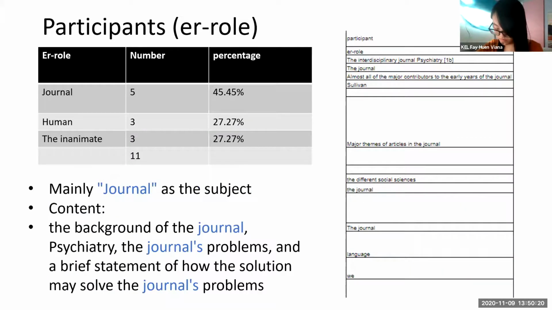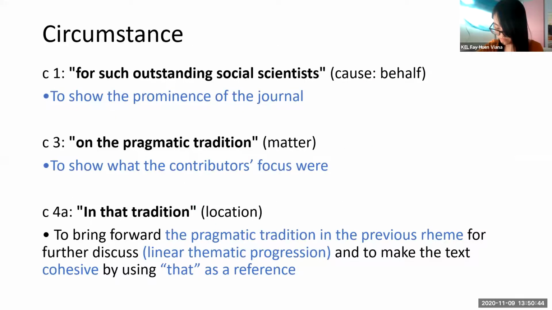For the participants, the ER role, journal is mainly used as the subject. This is because in the abstract, the content includes the background of the journal, the journal's problems, and a brief statement of how the solution may solve the journal's problems, which the focus is mainly put on the journal, resulting in the high usage of journal as the participant ER role. For the circumstance, here are some examples observed in the text.